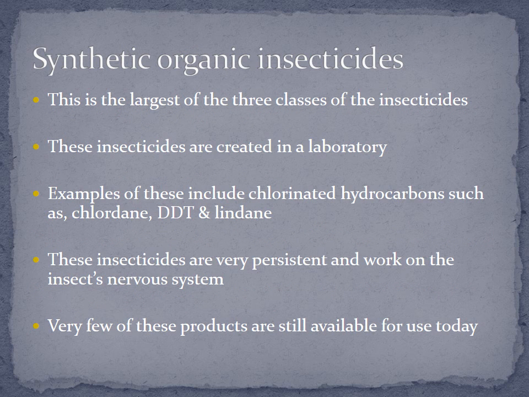Okay, let's take a look at our last grouping of insecticides based on organics or inorganics. This is going to be your synthetic organic insecticides. This is the largest group of 3 classes of insecticides. These insecticides are obviously created in a laboratory. Examples of these include chlorinated hydrocarbons such as chlordane, DDT, and lindane. These insecticides are very persistent and work on the insect's nervous system. Very few of these products are still available for use today.